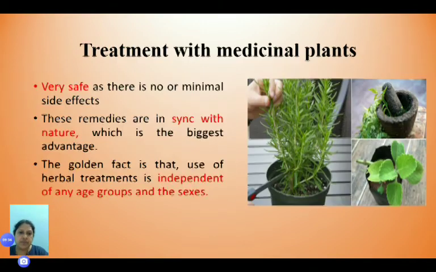Next, coming to treatment with medicinal plants, it's considered very safe because there are very few or minimal side effects, and the remedies are mostly synchronized with nature, which is the biggest advantage. And another is the golden fact, we have to agree with this, because the use of herbal treatments is independent of any age group and sex, so everyone can use them at any stage. That is the golden fact of using medicinal plants.